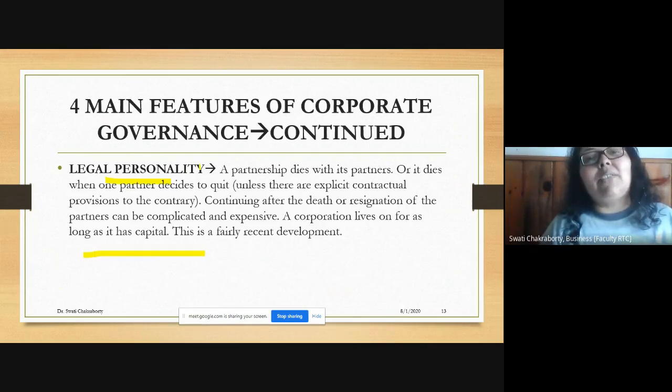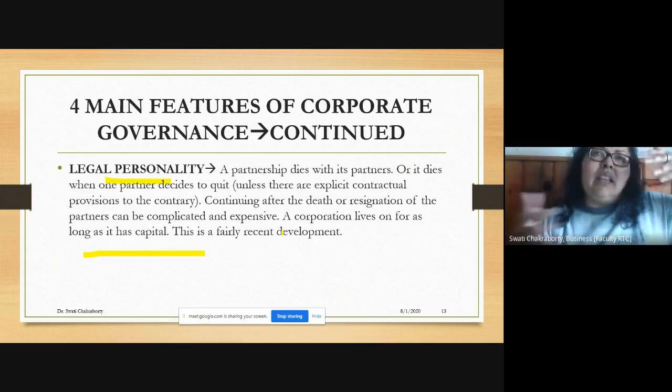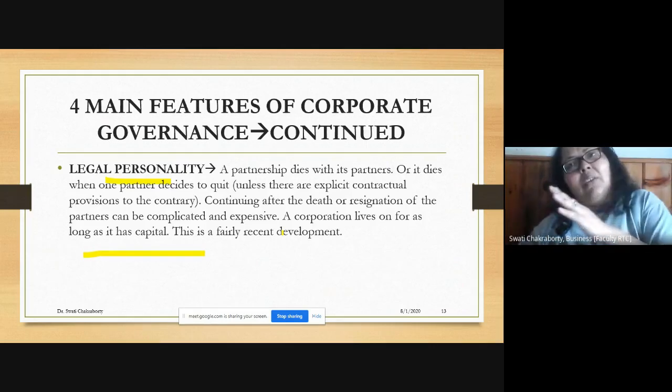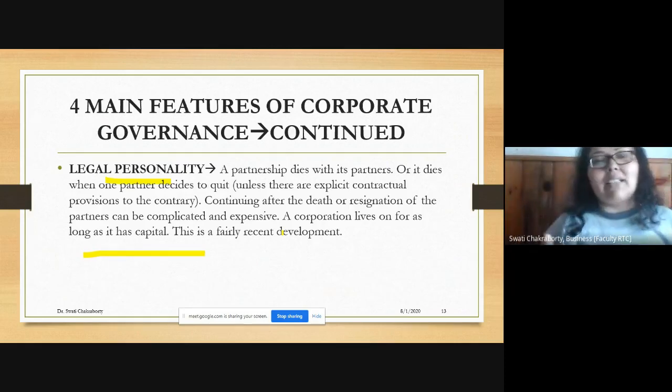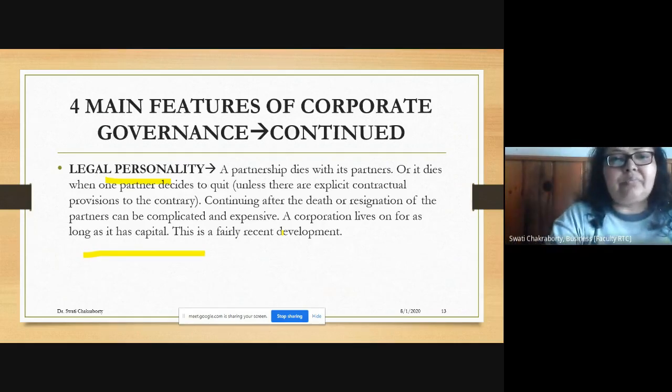It has nothing to do with the owners. Owners change. For instance, we had the Reliance Group with Dhirubhai Ambani, and then his two sons, Anil Ambani and Mukesh Ambani, took over. So the owners started changing, right? But the business carried on. That corporation had its own identity as long as money is there.